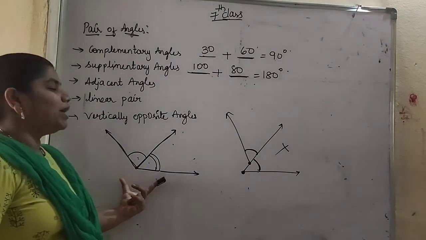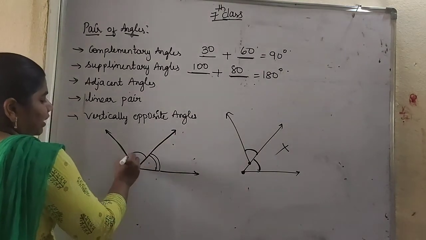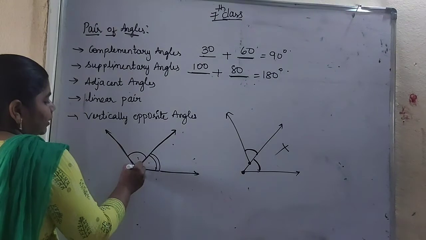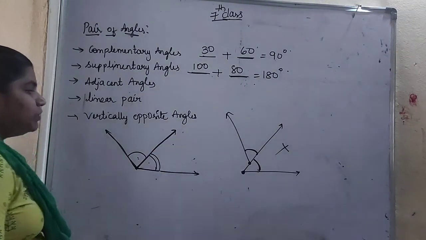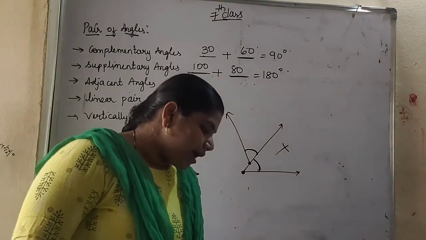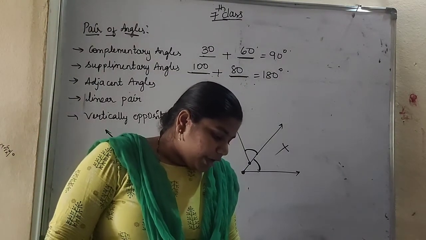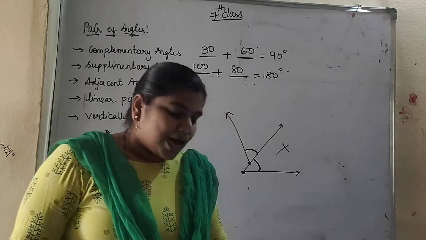So here it is forming adjacent angles because it is a common arm for both the rays and this is a common vertex for all the rays. So this is called an adjacent angle. So what do you mean by adjacent angle? The angles having a common arm and common vertex are called adjacent angles.